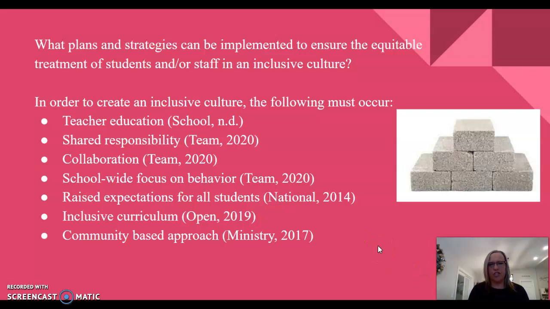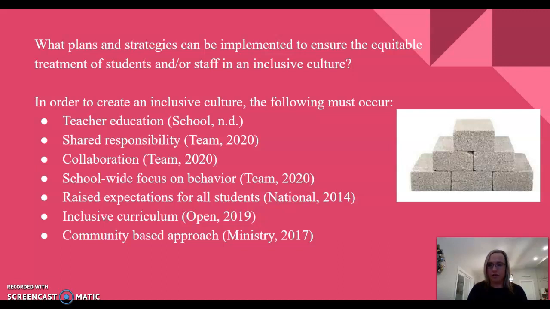What plans and strategies could be implemented to ensure equitable treatment of students and or staff in an inclusive culture? So these are just some of the highlights that I pulled out. There's definitely more that could be addressed, but these are the ones that I thought were the most important. I think teacher education is huge. I work with many teachers who have been teaching for 35 years that have never gone through inclusive culture training. They don't believe that it should happen because they've never been taught about it.